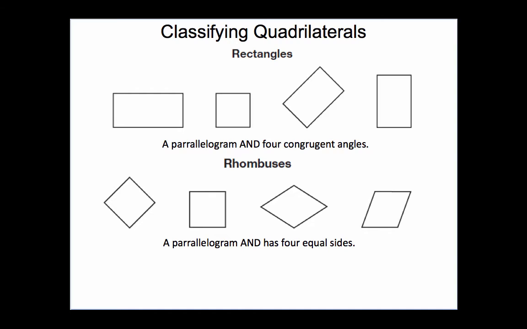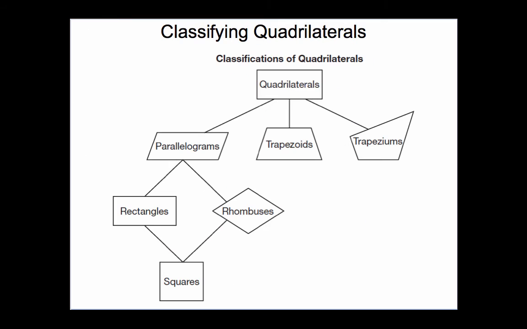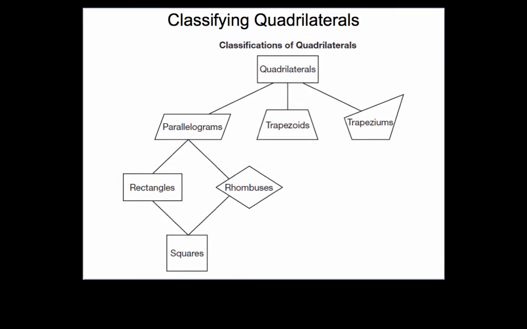Now you might be wondering, I thought one of those was a square. Well, if you notice, squares are located under both rhombuses and rectangles because squares are parallelograms. They have 4 congruent angles and they have 4 congruent sides. So they fall under both. Here's the quadrilateral family tree. Please draw this family tree into your notes.